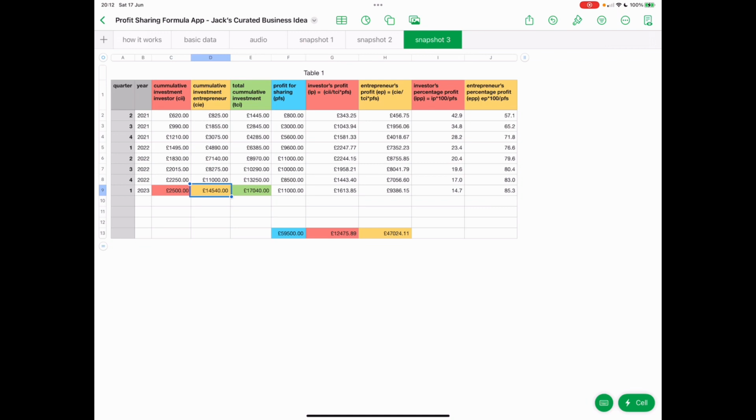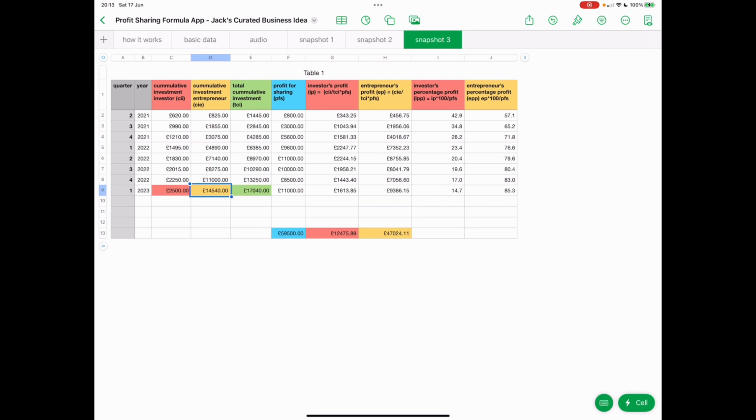Now, the way that is calculated, for example, the cumulative of the investor was 620 out of 1445, and the one for the entrepreneur was 825. So if you do that as a ratio, you get the investor getting a profit of 343 and the entrepreneur getting 456. And the percentage of the profit for the investor should be 42.9%, and the entrepreneur gets about 57.1%.